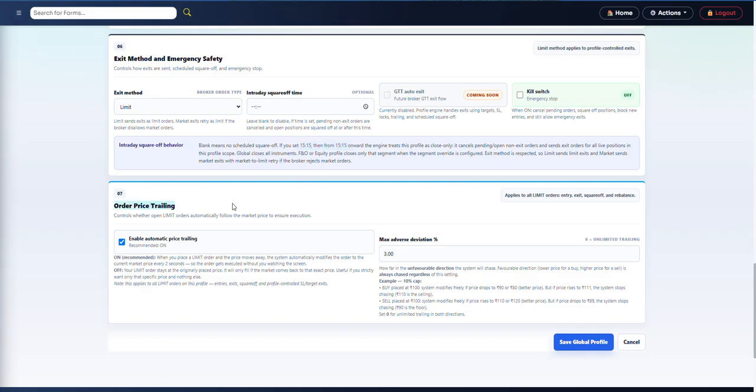Now, order price trailing. For example, if RA is saying that you need to purchase this position at 100 to 100.03, then my system will restrict to the 100 to 100.03 range, and if price is trading above 100.03 or below 100, then it will not execute that position on the broker side.